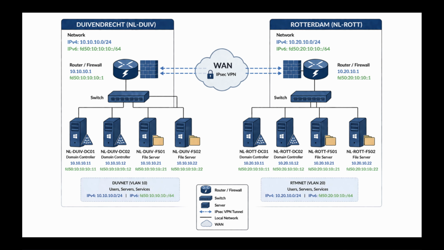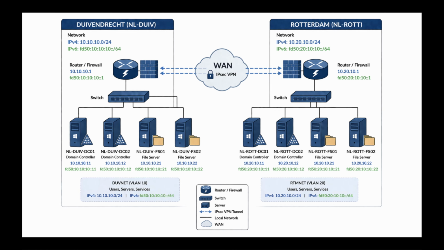Now, let's take a look at the IP addressing. For IP version 4, we will use Class A IP addressing. Duivendrecht uses 10.10.10 with a 24-bit subnet mask, and Rotterdam will use 10.20.10 with a 24-bit subnet mask as well. 10 will point to Duivendrecht, and 20 points to Rotterdam. The second octet tells us what the site is. The third octet will tell us what internal network we are pointing to.